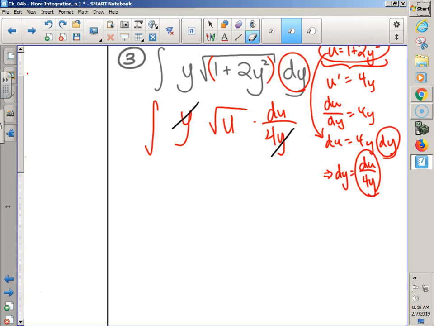Anti-derive, take the integral. What'd you guys do? Okay, how'd you rewrite it? U to the half over 4. Ugh, I don't like that. Times 1/4.